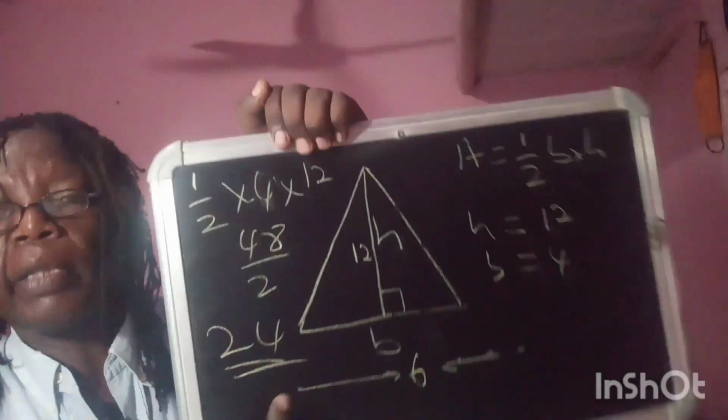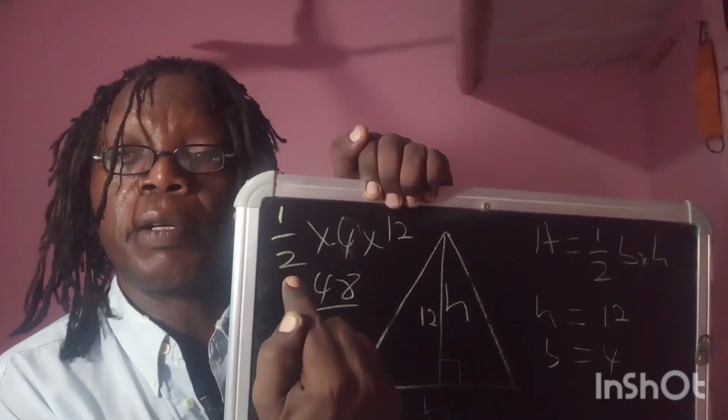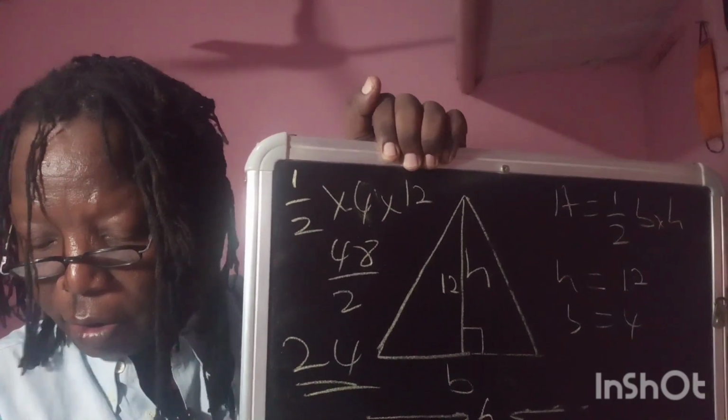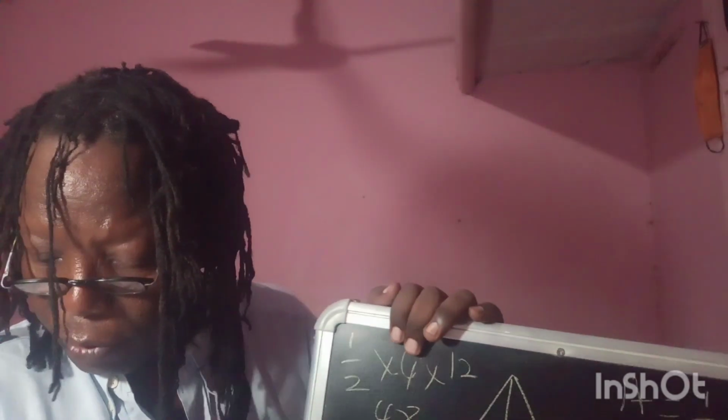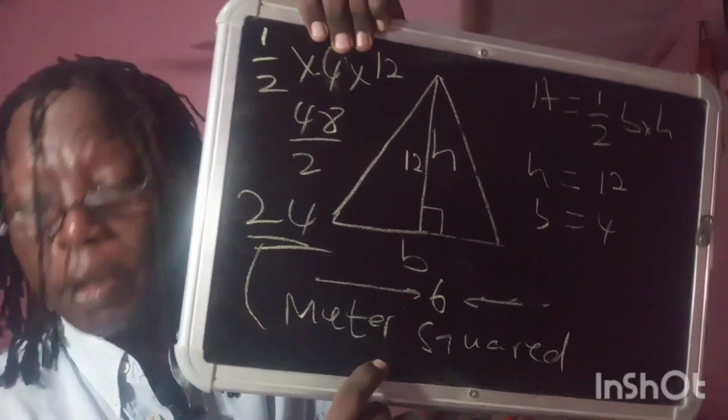So what is the result of this? This is 48 divided by 2. That's 24. This will be the answer. 24, because you multiply this, you get 48 here, then you have to divide by 2. That will give you 24 as the answer. And that's it. Meters squared. If this is in meters, the answer will be in meters squared. It's very easy.